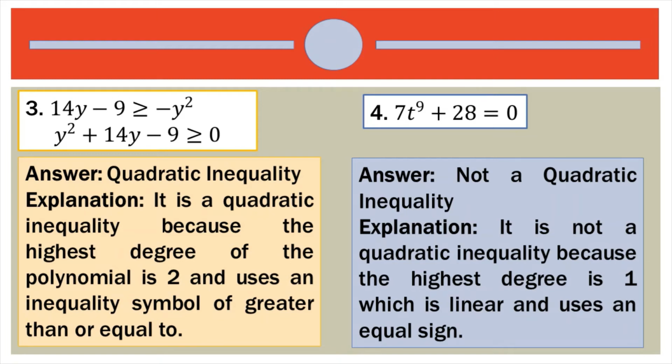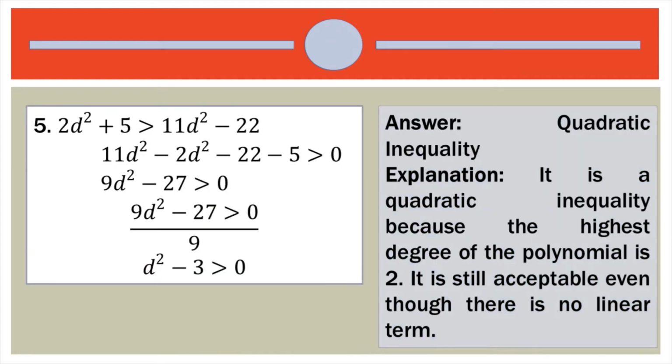For number 4, we have 70 raised to 9 plus 28 is equal to 0. So our answer is simply not a quadratic inequality. Why? It is not a quadratic inequality because the highest degree is 1, which is linear, and it uses an equal sign. Okay, so the last example is number 5.